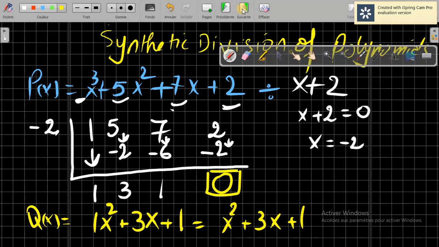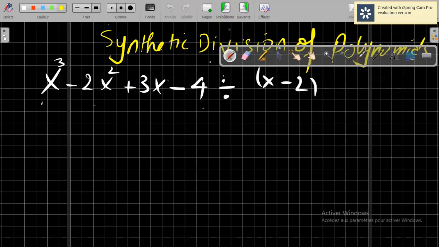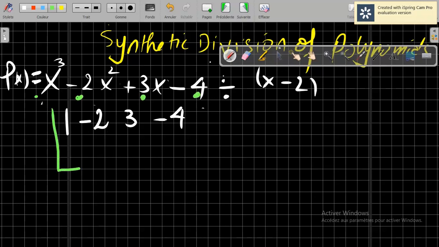Now let's see another example. This time, we have to divide a polynomial function px by x minus 2. So we need to write back the coefficients here. So 1, -2, 3, -4. So you need to identify the coefficients here, then write them back down. Then, to divide by 2, we need to solve x minus 2 equal to 0 to find out that x is equal to 2. So we need to divide by 2.